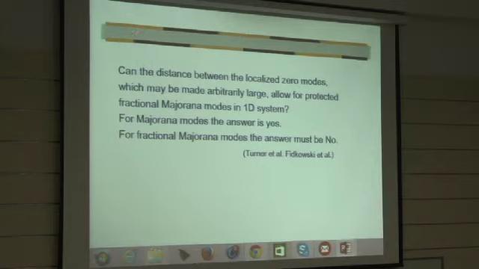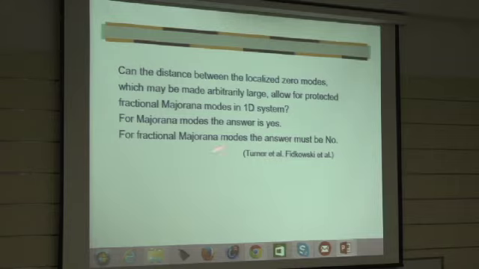The question, I have to say, is sharpened by the fact that we know that Majorana fermions can live on wires, can live in 1-dimensional systems with no problem. In fact, they, in some sense, feel more natural in 1 dimension. So can we get these fractional Majorana fermions to live in 1 dimension too?